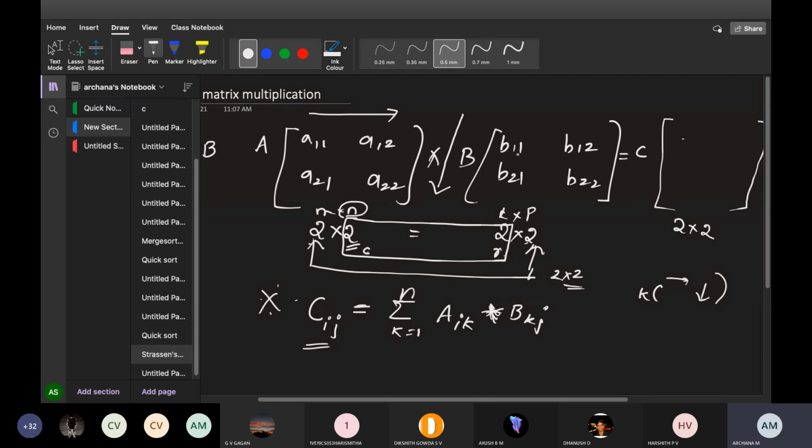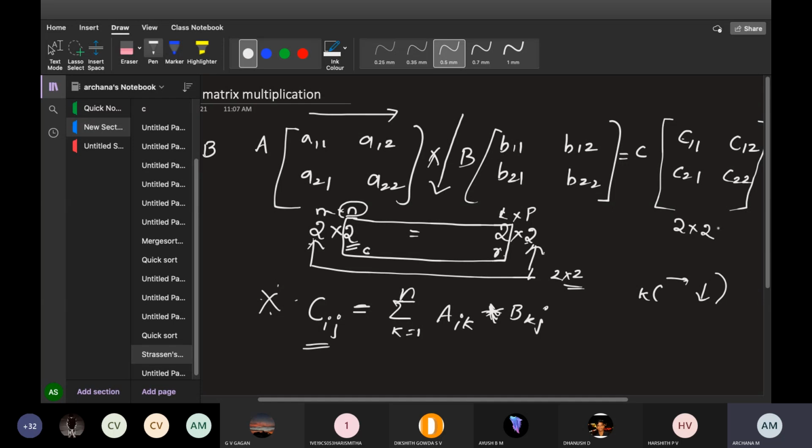Now after multiplication, what will I get? I multiply these two according to your maths, and finally I'll get C11, C12, C21, C22. This is the final matrix multiplication. I'll get the final answer. This is the general mathematical term for calculation, according to normal mathematics.